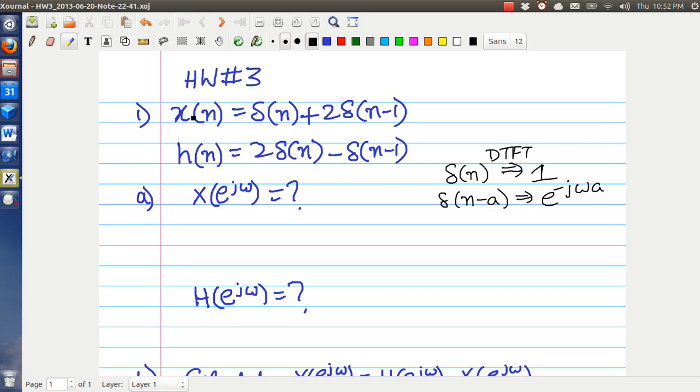From this, the DTFT of x[n] comes out to be 1 plus 2 times e to the negative j omega times 1. The DTFT of h turns out to be 2 minus 1 times e to the negative j omega.